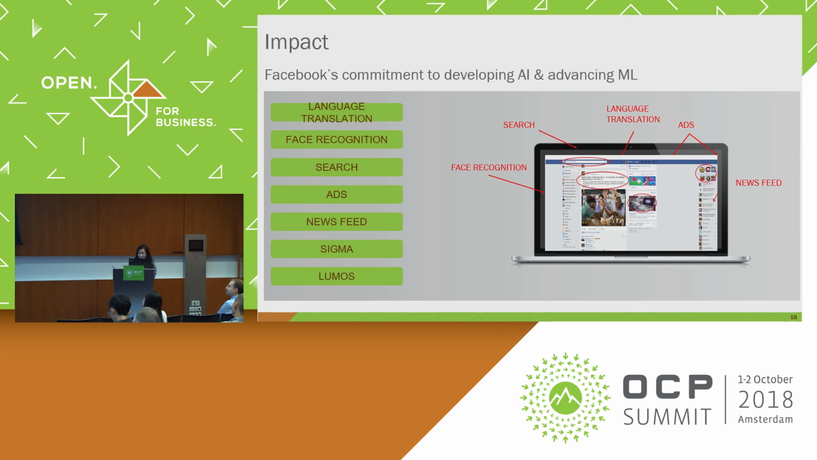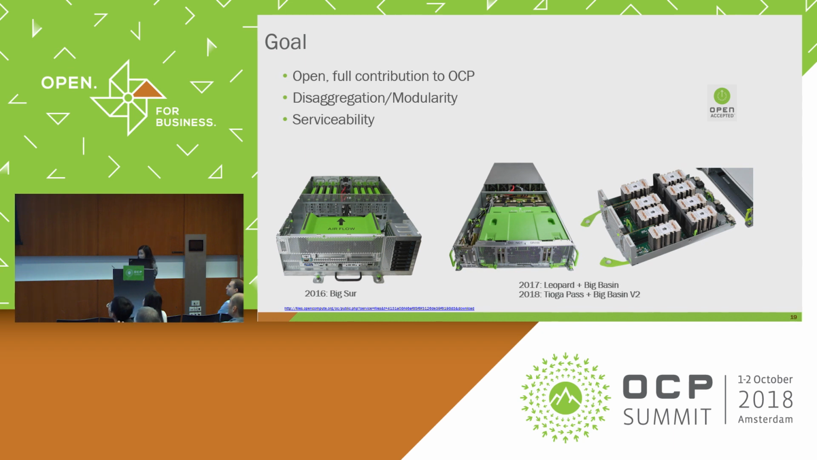And these services are running on our machine learning hardware. Over the years, starting in 2016, Facebook started our machine learning hardware design. In 2016, we contributed our Big Sur server, and in 2017, Big Basin V1. V1 uses our previous server generation, Leopard, as the head node. And this year, we contribute Tioga Pass plus Big Basin V2.